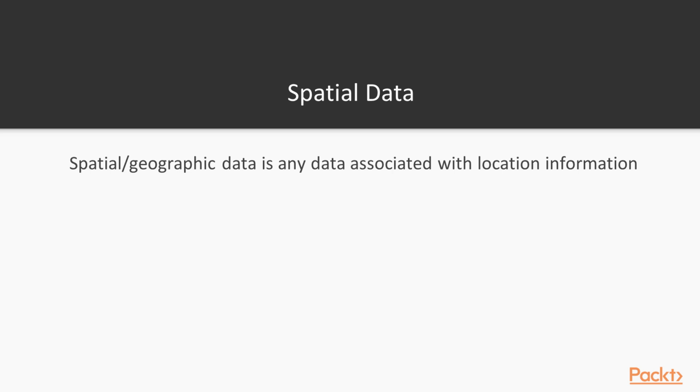What's spatial data? Spatial or geographic data is any data associated with location information. The location information can be latitude, longitude, and coordinate reference system. We'll get into more details.